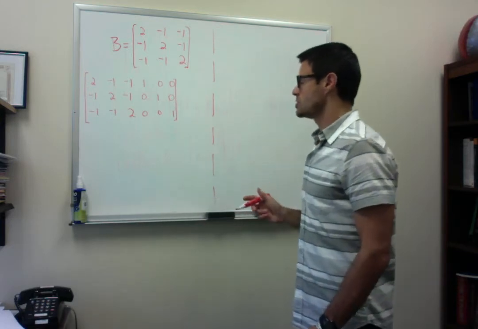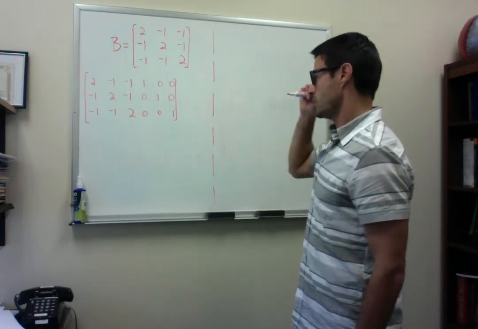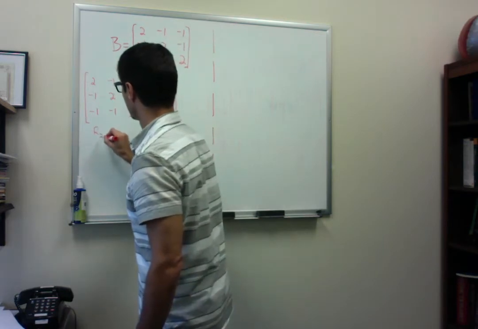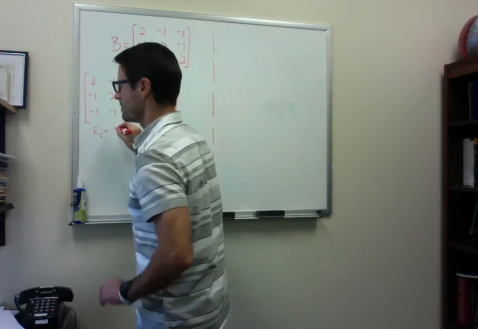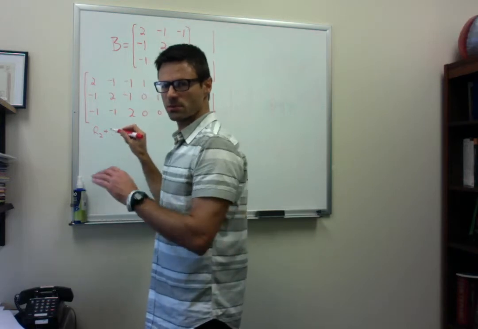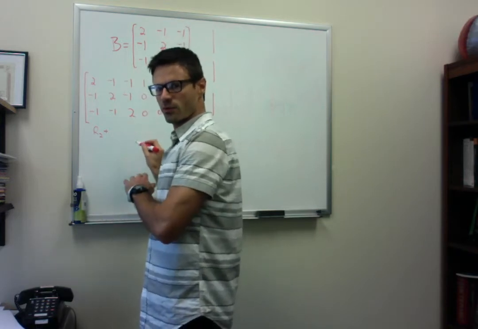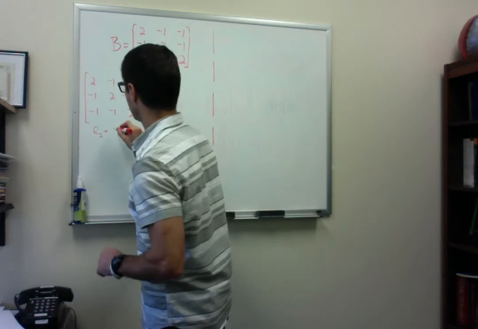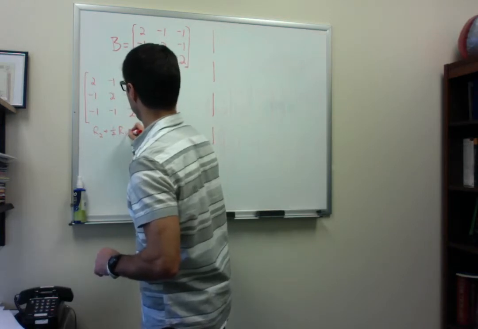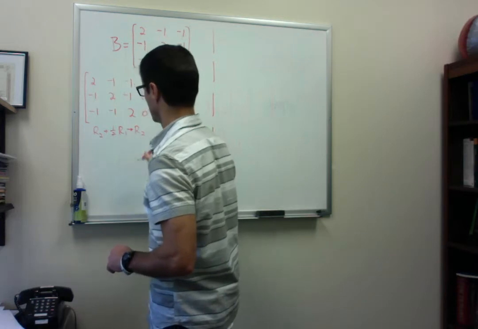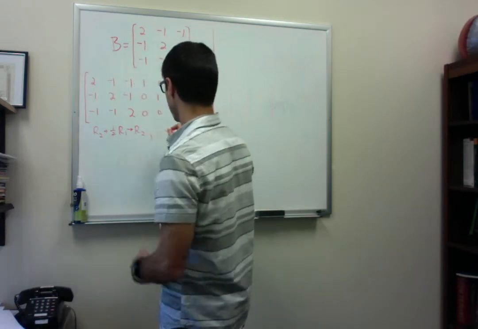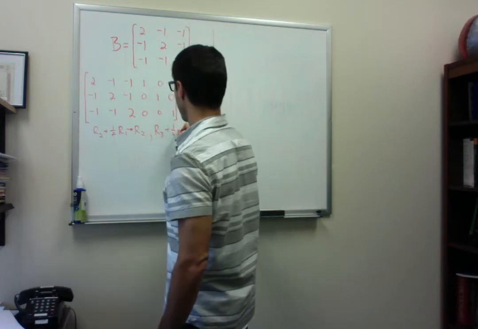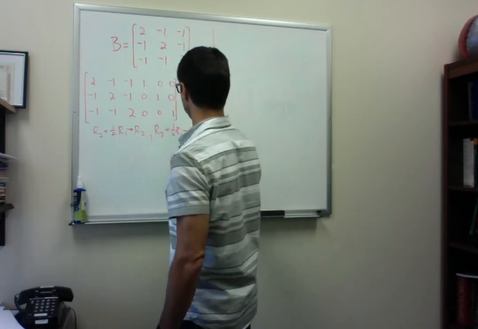To do that, I'm not going to be particular about subtracting a multiple of one row from another. I'm just going to say that with row 2, I want to add a half of row 1 and put that in row 2. And then I'm going to do the same thing for row 3. So for row 3, I'm going to add a half of row 1 and put that in row 3.